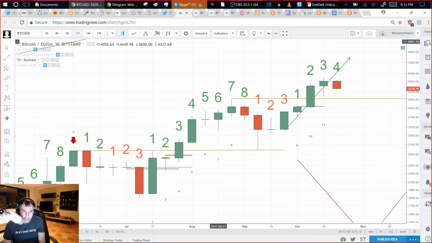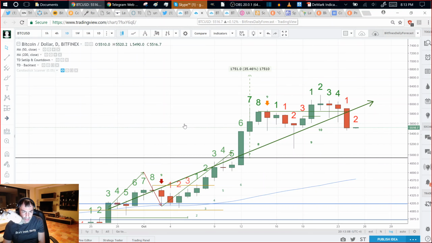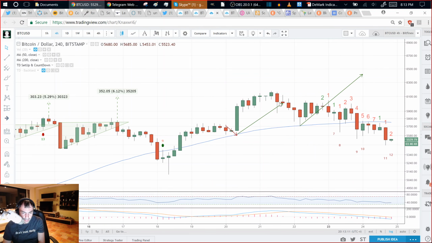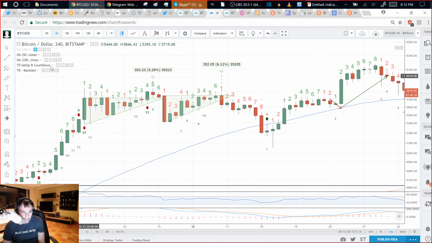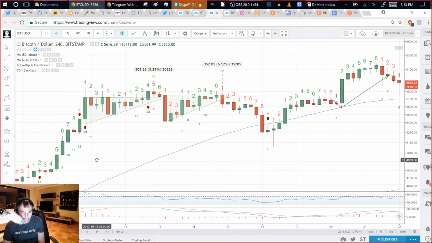Now, if I keep zooming in on other time frames, like for example, here is the 4 hour. And let me turn on the back test so you can see all the numbers. The difference between the two, by the way, is that one of them only shows you the most recent numbers and one of them shows you all the numbers. All the numbers are useful when you're doing historical stuff.